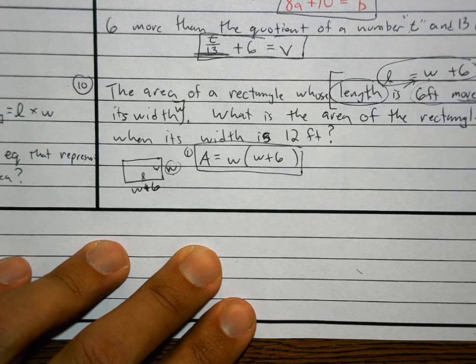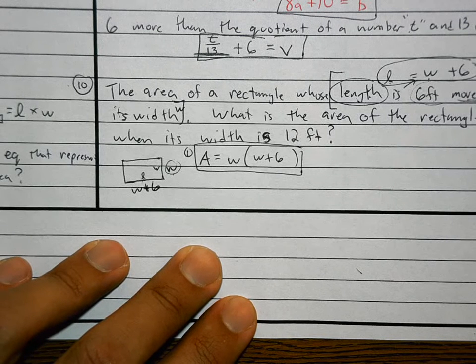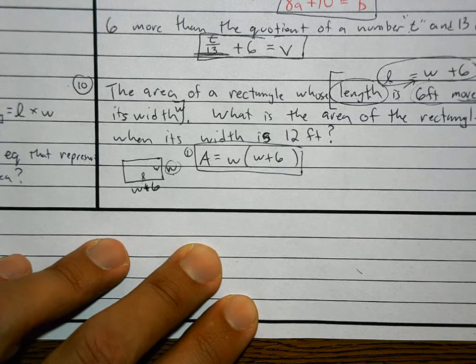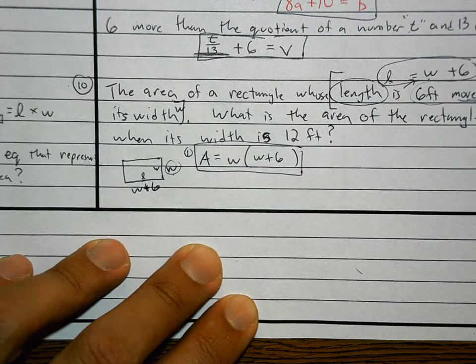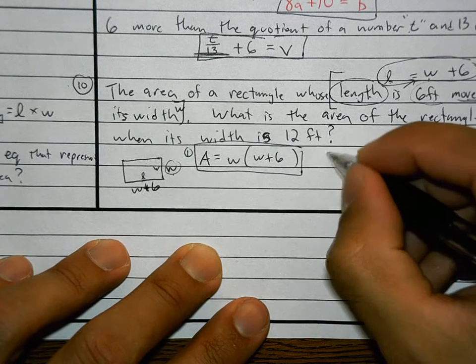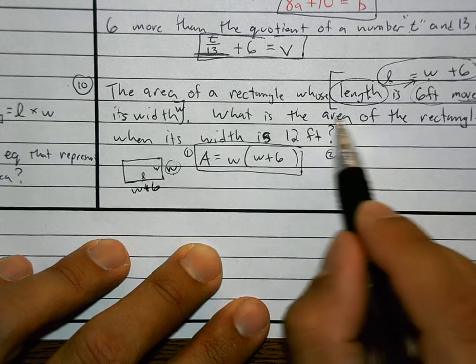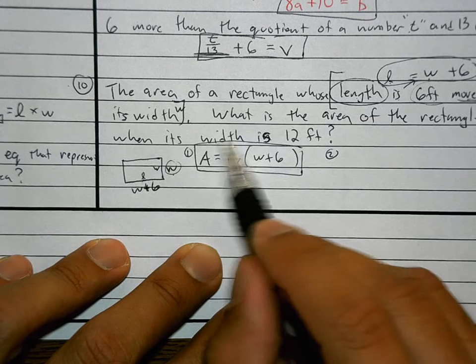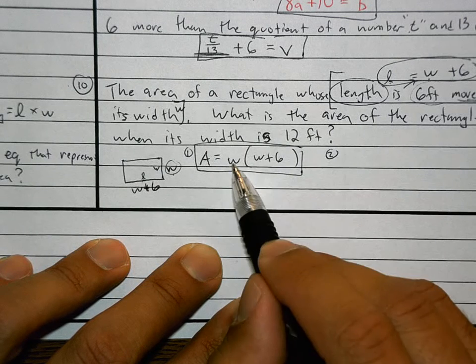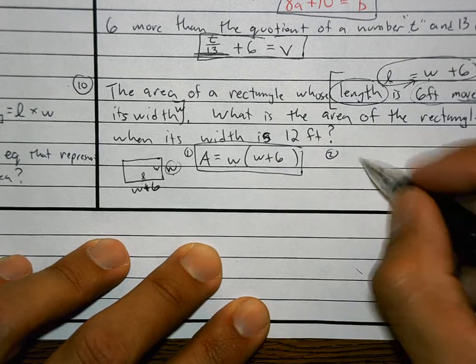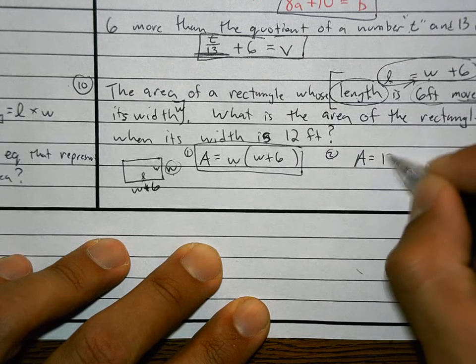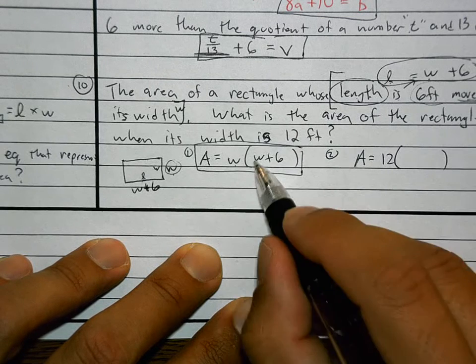Connor and I heard a couple other people saying, I already know what the width is. The width is going to be 12. Yes, but that's going to be our answer for part 2. What is the area of the rectangle when its width is 12 feet? Now we can plug in 12 feet for the width. The area equals 12 times 12 plus 6.